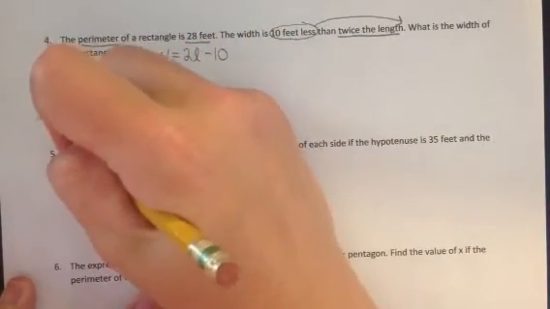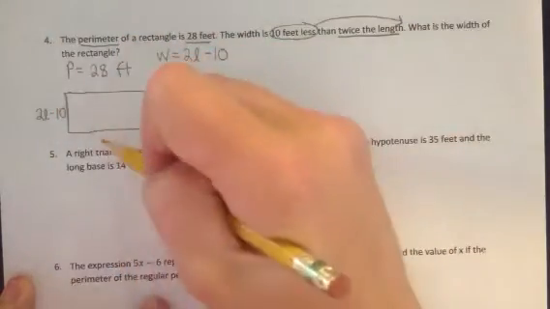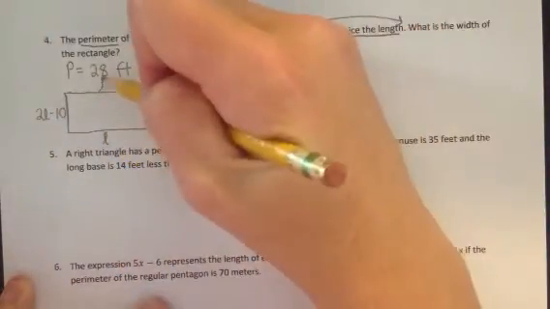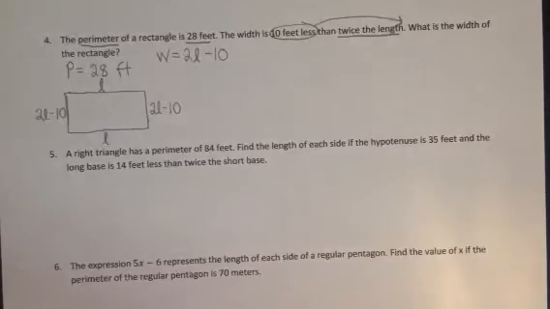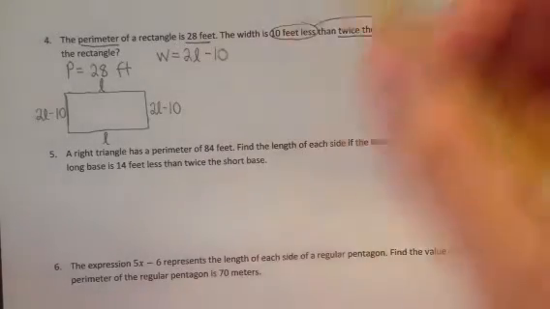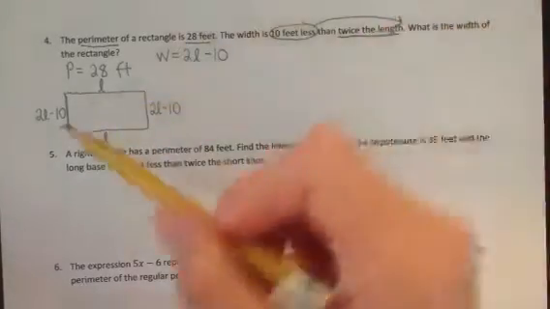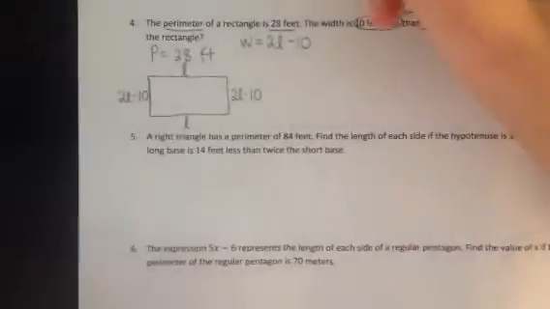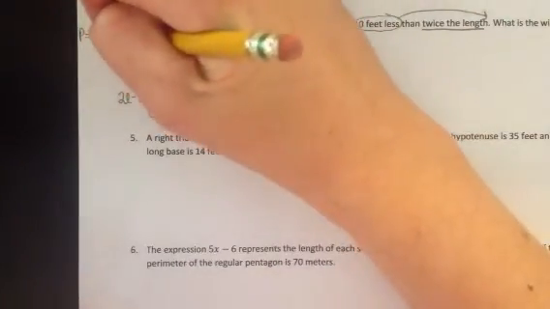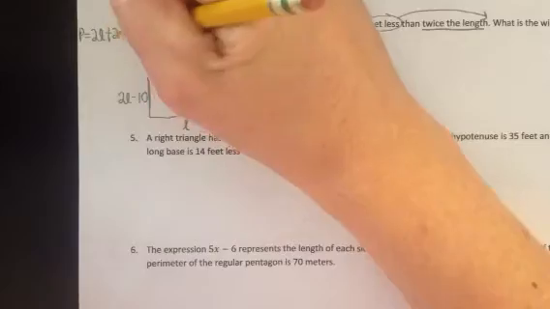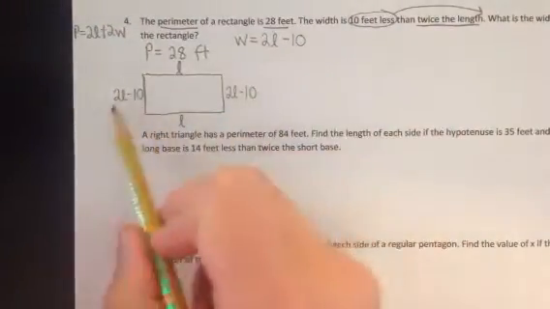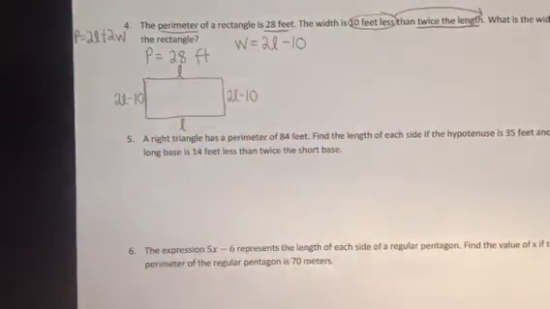So both of these widths are 2L minus 10. And the length we don't know, we're just going to represent with L. All right, and now find the perimeter. So in the previous video, remember we used the formula perimeter equals 2 times the length plus 2 times the width, because we know there's 2 widths and there's 2 lengths and you add them together.